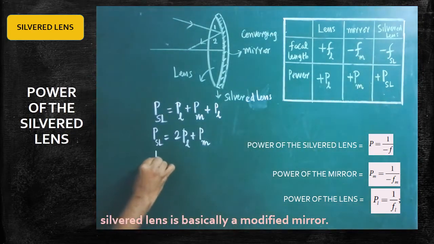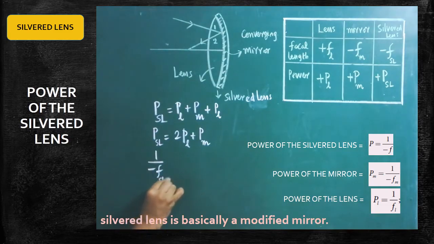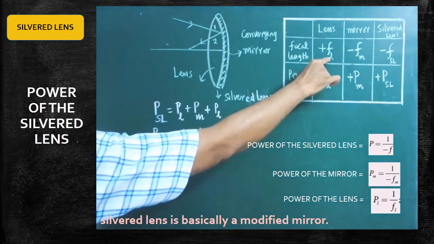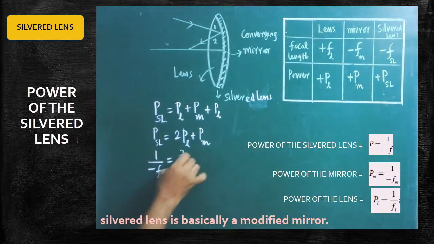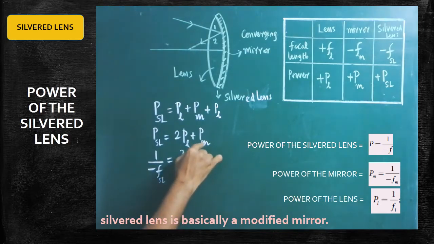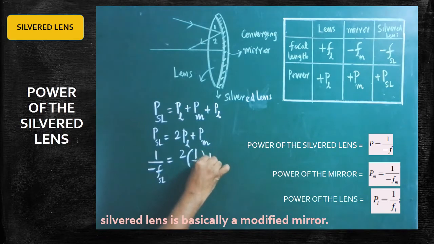So how will you write? 1 by minus of focal length of the silvered lens must be written, which is equal to 2 divided by, here power of the lens is given. Look at the power of the lens, that is a reciprocal of the focal length of the lens. Therefore, we can write it as 1 by F_L. So this factor is positive. And then in the case of mirror, plus sign must be written.